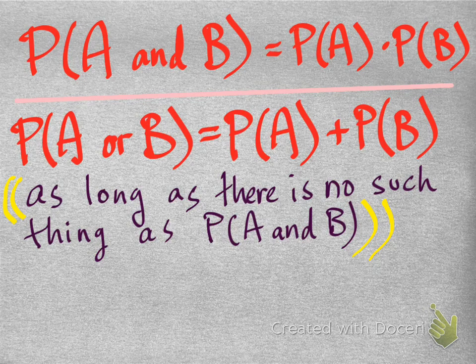If there's any chance that the probability of A and B can happen, then we have to do one more thing to this formula. But in all situations where there is no such thing as the probability of A and B, for example, if I am considering the chances of pulling a 7 out of a deck of cards or a 10 out of a deck of cards, there is no card that is both a 7 and a 10. So there's no such thing as the probability of 7 and 10. It's just 7 or 10, and I just add those probabilities to figure out what my chances are there.